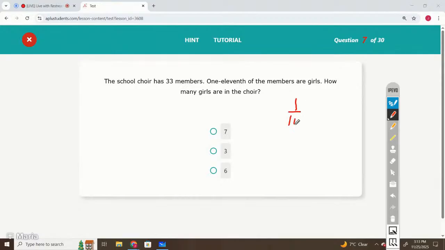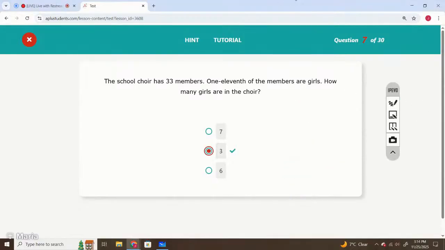1/11th. 1 by 11 times 33. So, that is 33 times 1 is 33, and 11 times 1 is 11. 11 times 3 is 33. The correct option is 3. That is 3. Option number 2 is the correct option.